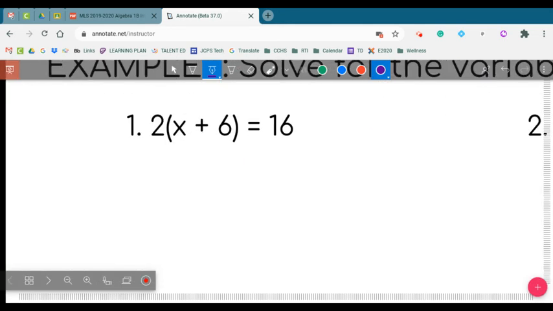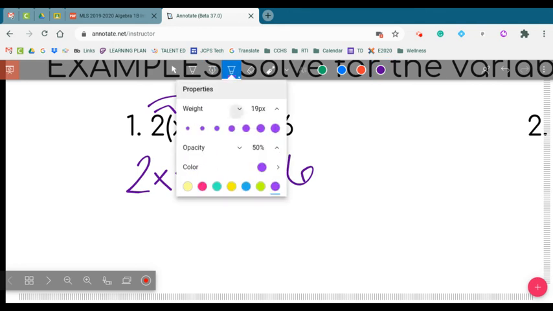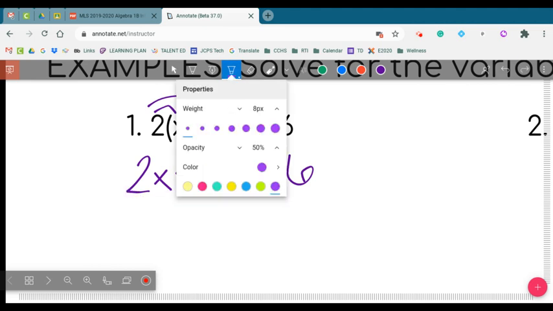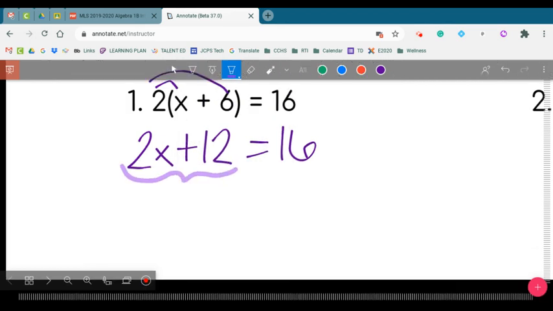Our first step is we see parentheses, so we're going to distribute. Whenever we distribute, we multiply. 2 times x is 2x. 2 times 6 is 12. Equals 16. We can see on this side that there's nothing we can combine. We can see on this side that there's nothing to combine, so we're going to leave it.